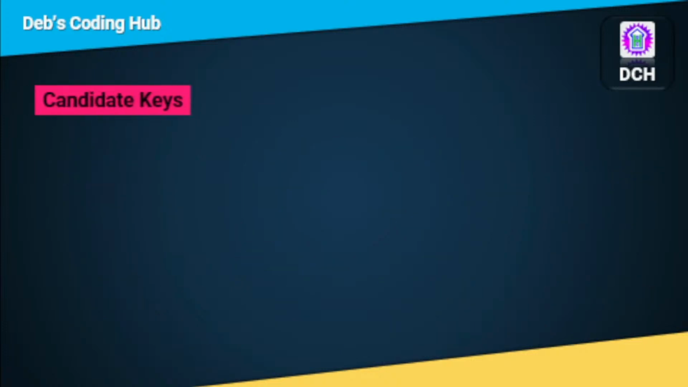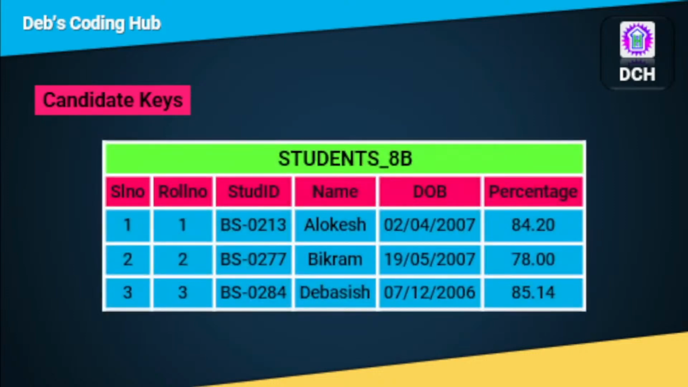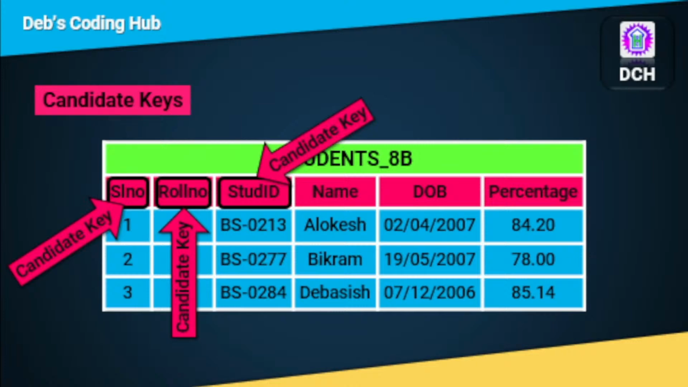Let us discuss candidate keys first. Take this table as a reference, which is students underscore 8B. In this table, we have serial number, roll number, and student ID as three unique value fields, because student ID will be unique for every student, roll number will be also unique in a particular class and section, and serial number is always unique. So these are the three unique value fields. All these three will be termed as candidate for being the primary key. So they are called candidate keys. So all unique value fields that are capable of being the primary key are called candidate keys.